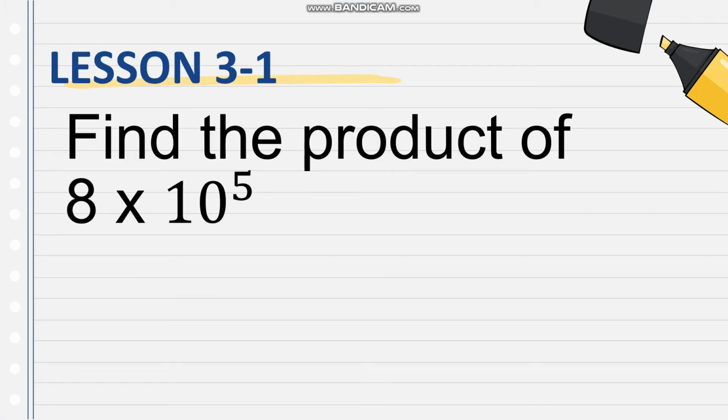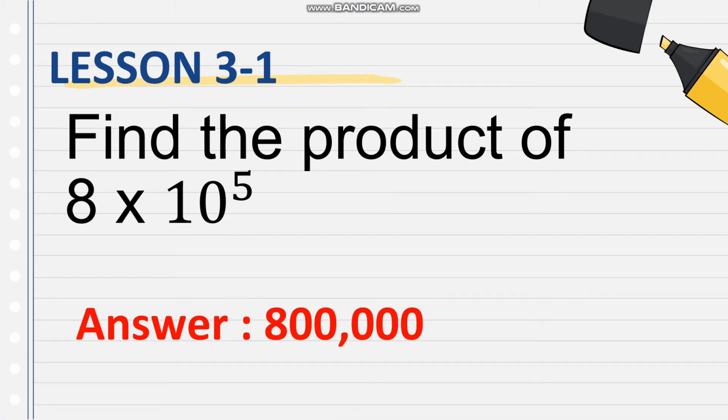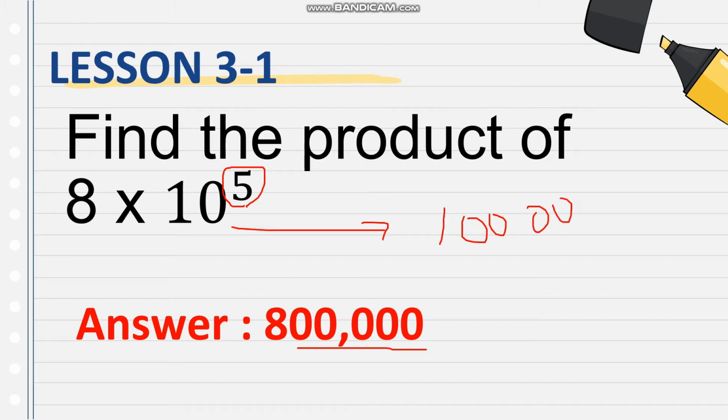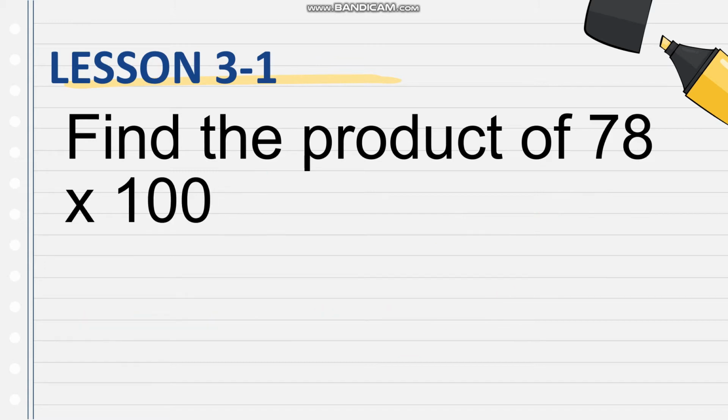First question. Find the product of 8 multiplied by 10 to the fifth power. So, the answer is 800,000. Why? Because you have 5 as an exponent. This signifies 5 zeros. Okay? Or 10 to the fifth power, it means you have 5 zeros. So that is equivalent to 100,000. So 8 multiplied by 100,000 is equivalent to 800,000.